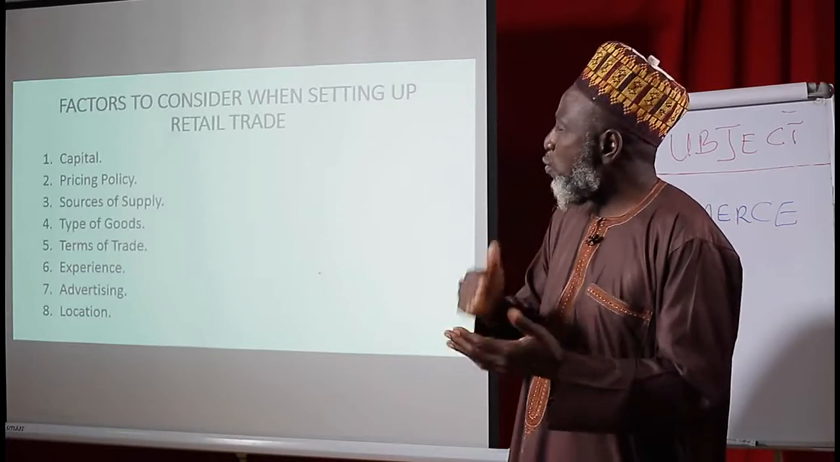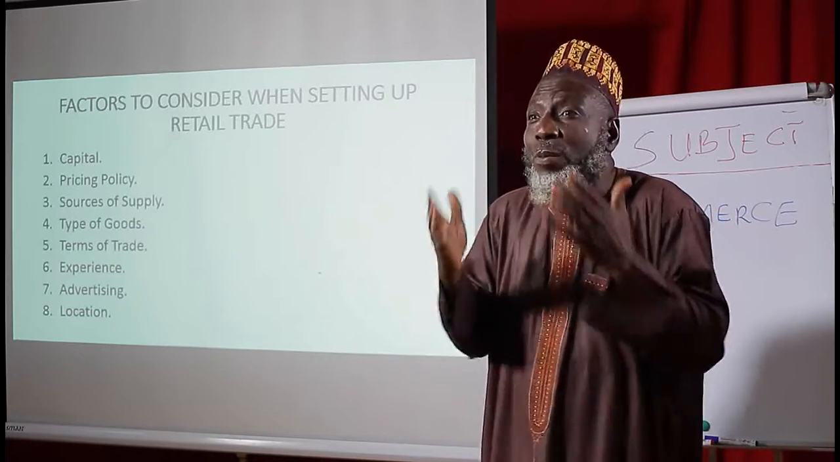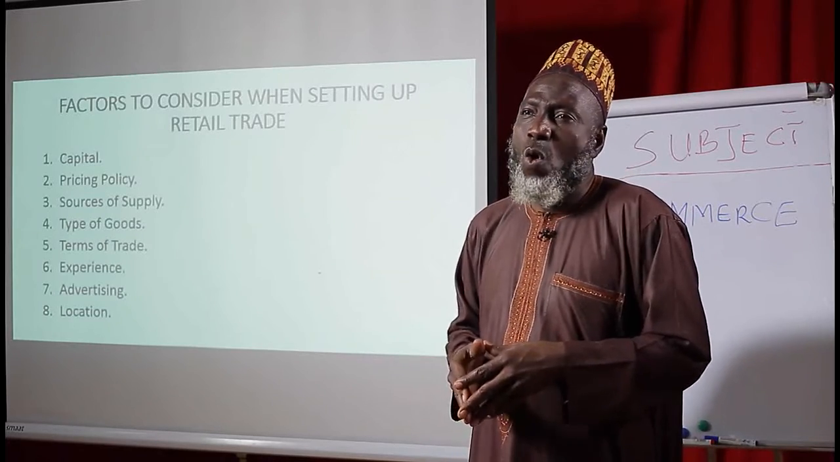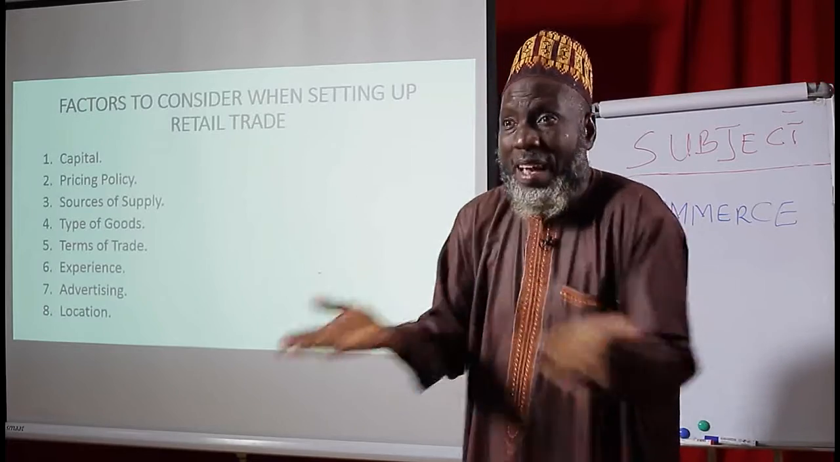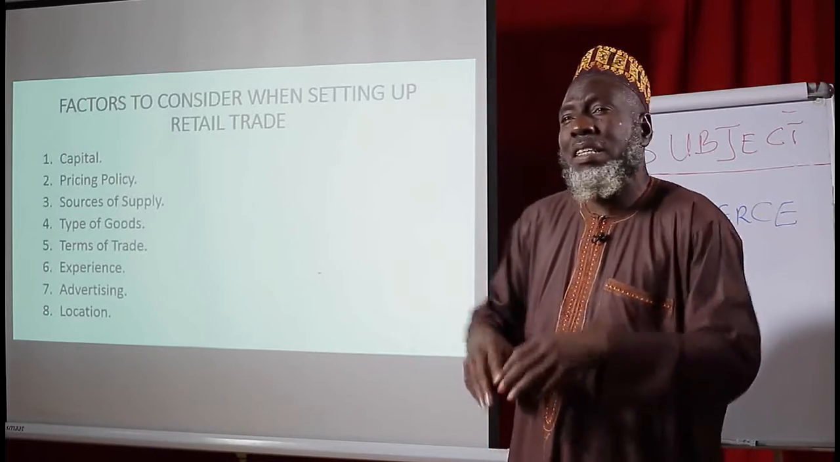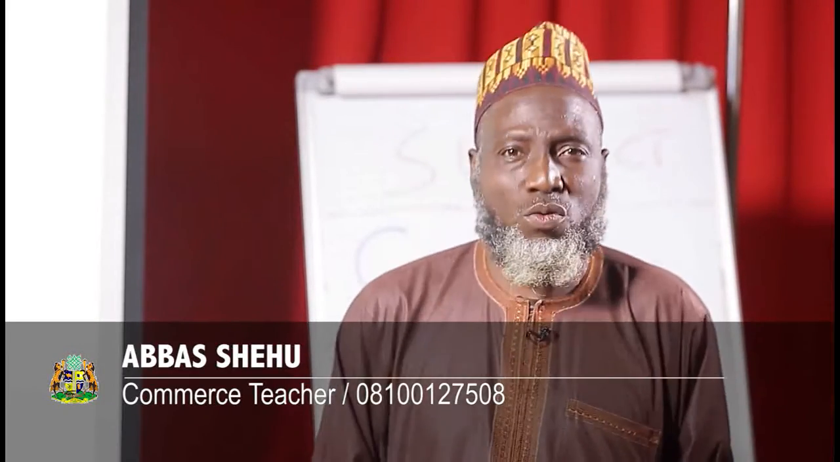Number three, source of supply. Where are you going to get your supplies? From where? Who are going to be your suppliers? Are they going to be wholesalers? Or if they're wholesalers, what types of wholesalers are they? You consider all these things. Number four, you talk about the types of goods you want to be selling. Are you going to be dealing with perishable goods or durable goods? What types of goods are you going to be dealing with? You have to consider that before you set up a retail business.